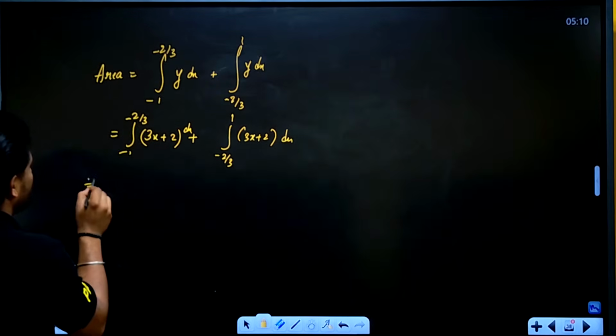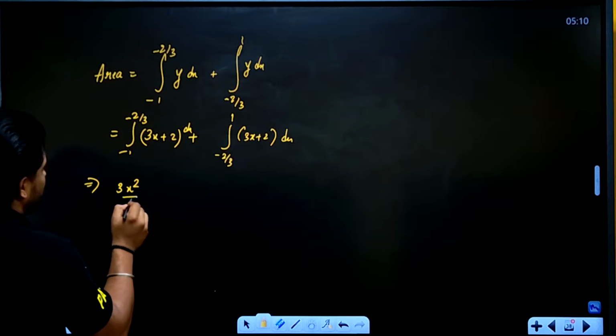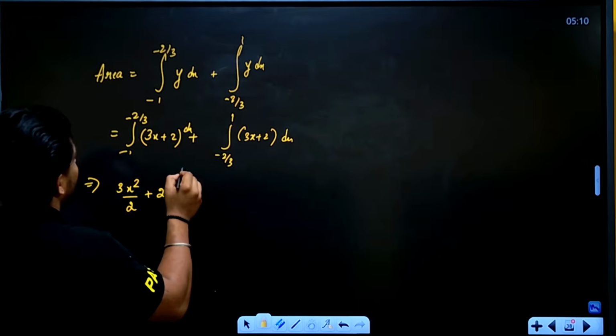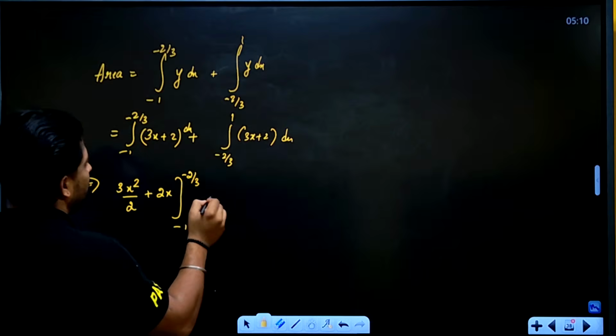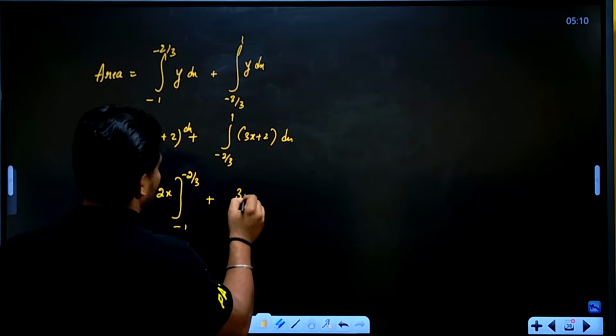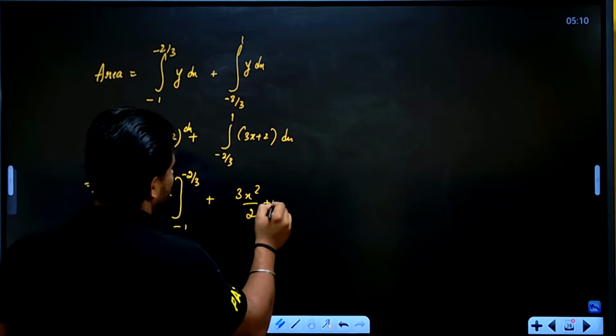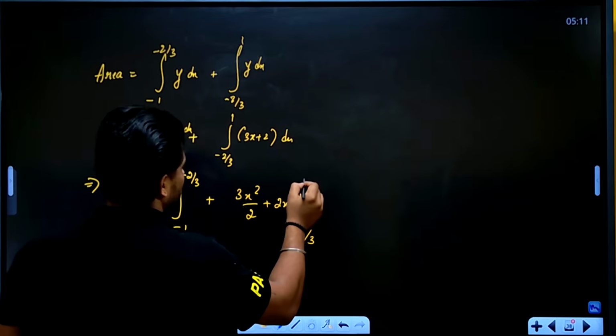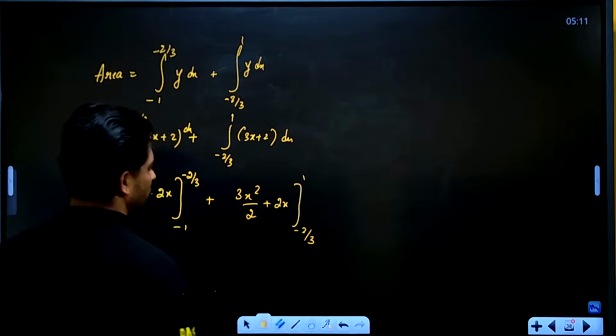So now let's do the integration. It's nothing but 3x square by 2 plus 2x with the limits -1 to -2 by 3, plus 3x square by 2 plus 2x with the limits -2 by 3 to 1.